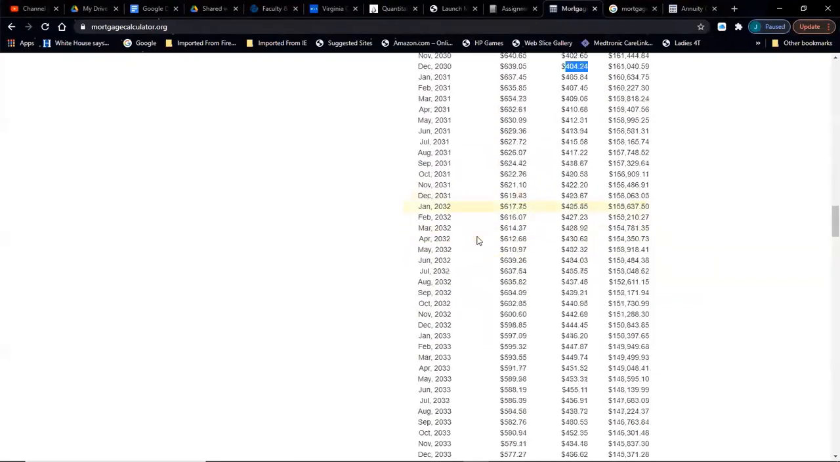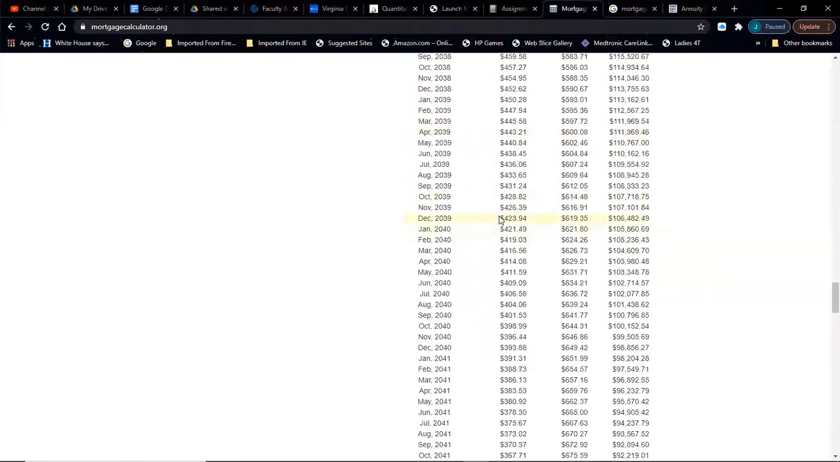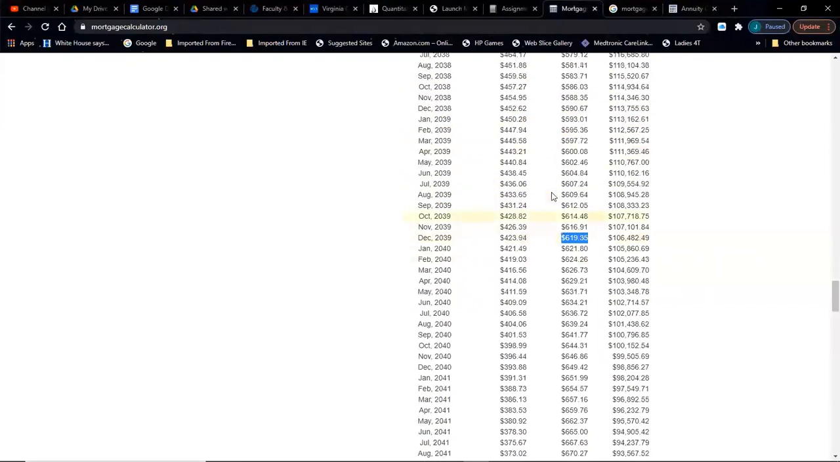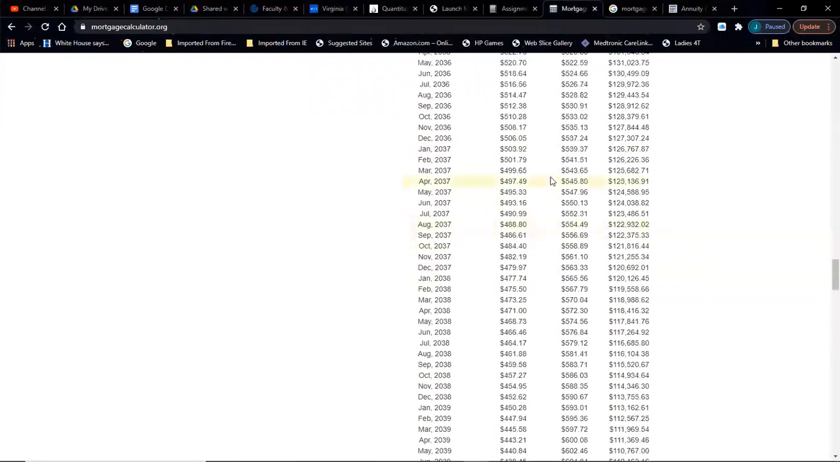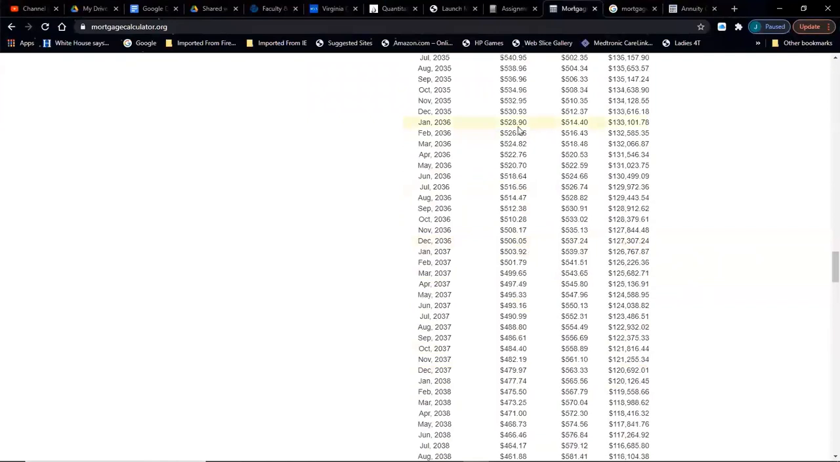But then 10 years later, in 2040, look at this. Now we're only paying $400 to the bank and we're paying $600 to ourselves. So at some point it flipped. And for this particular scenario, it flipped about here. About 16 years in is about where we start paying a little more to ourselves and a little less to the bank.